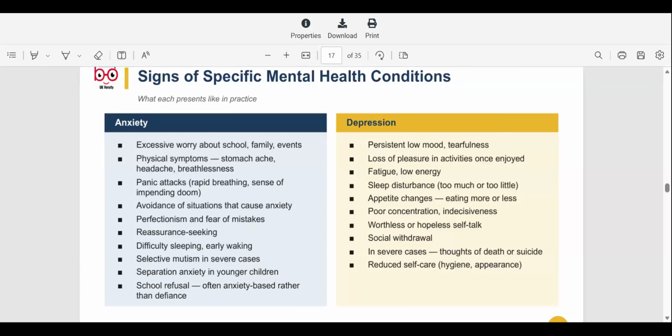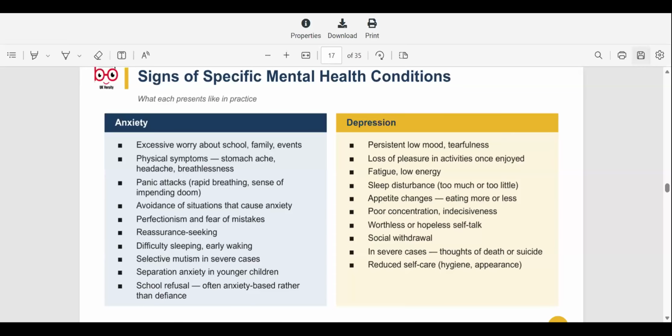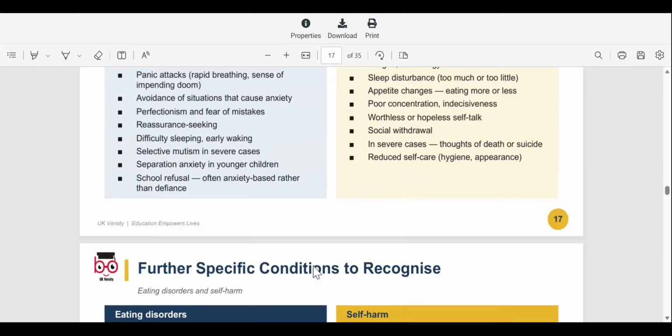So specific signs, you've got anxiety and depression. With anxiety, they feel excessive worry all the time. It could be they feel like they're not breathing properly. They're anxious about things. They are feeling separated. With depression, there are mood swings, it could be their behaviour, it could be their outbursts, it could be feeling tired, it could be their appetite, poor concentration, social withdrawal.